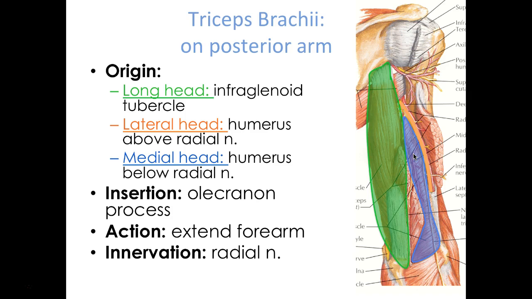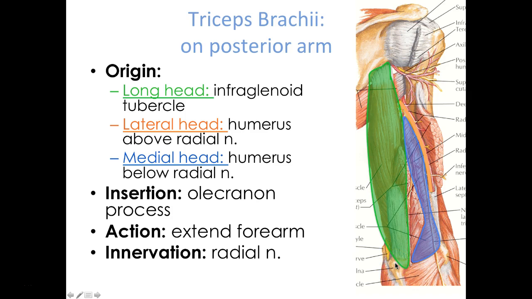So let me pull this away real quick. When we cut away this lateral head here, you can see this radial nerve. And this radial nerve is the one that innervates this muscle, okay? So what we're left with is your medial head, and this is originating from the humerus below the radial nerve. And all of these will insert into the olecranon process, or your elbow.